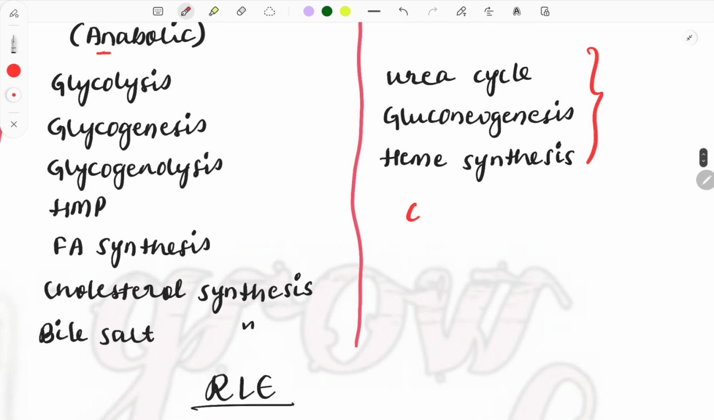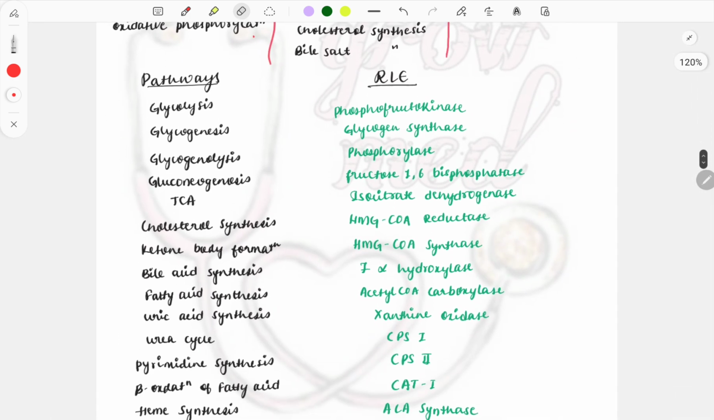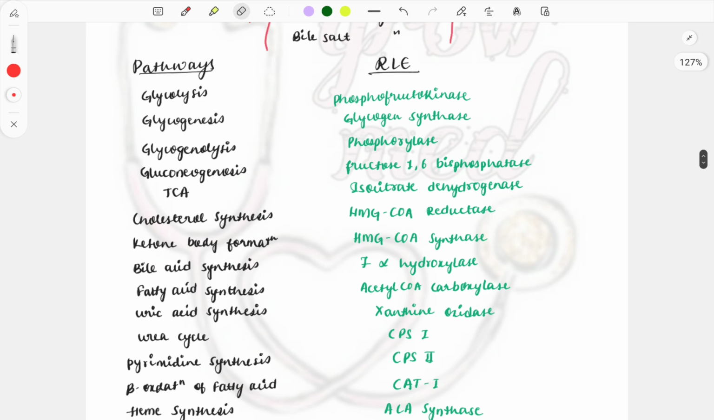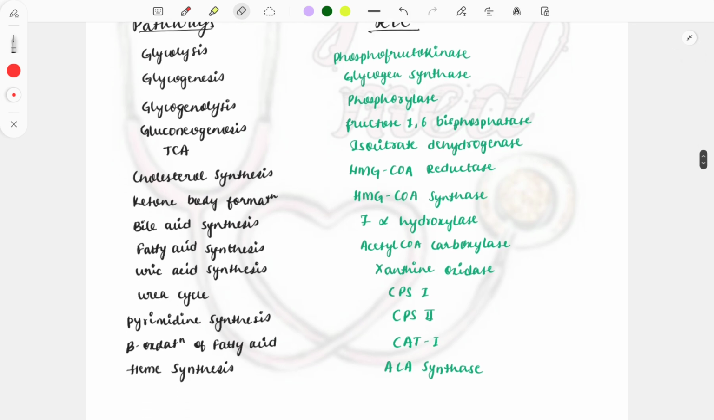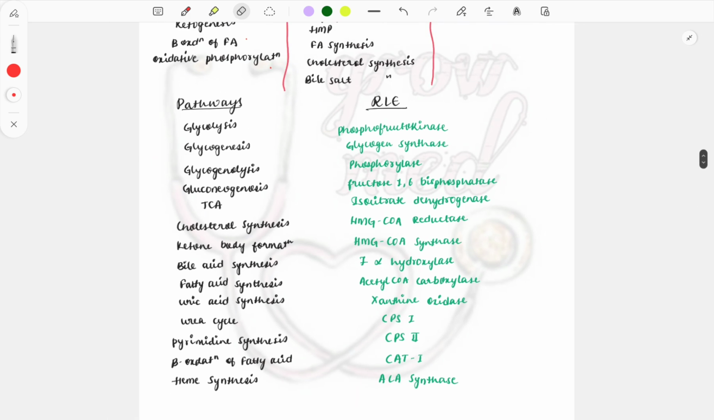And questions are asked like, all of the following occur in both the cytoplasm as well as the mitochondria except. So they will describe all these three things, and one exception will be given, so you need to look at the exception. Okay, then this is the list of the pathways and the rate limiting enzymes. So a simple direct one liner can be asked: what is the rate limiting enzyme of this pathway? Okay, so this is the list, and you need to learn all these by heart.